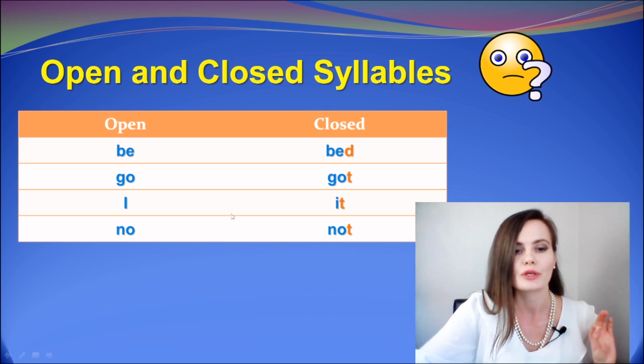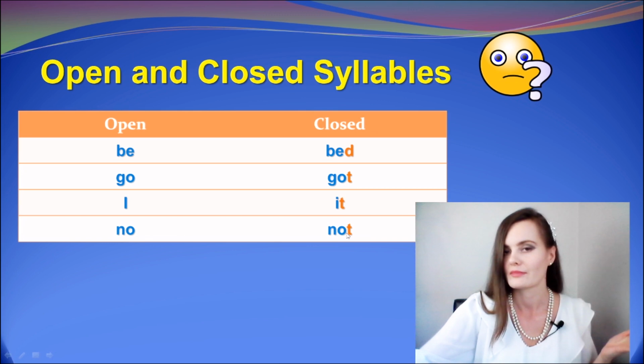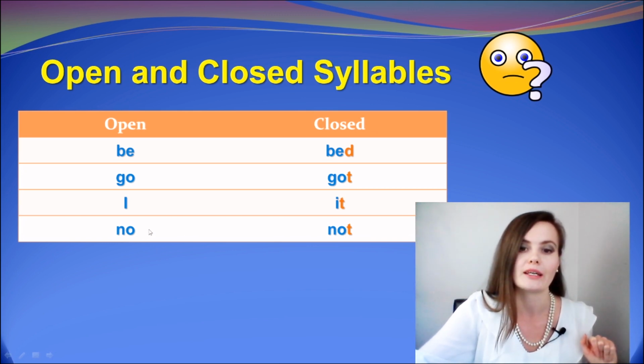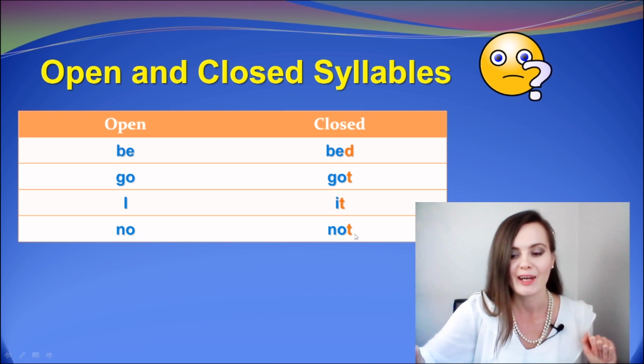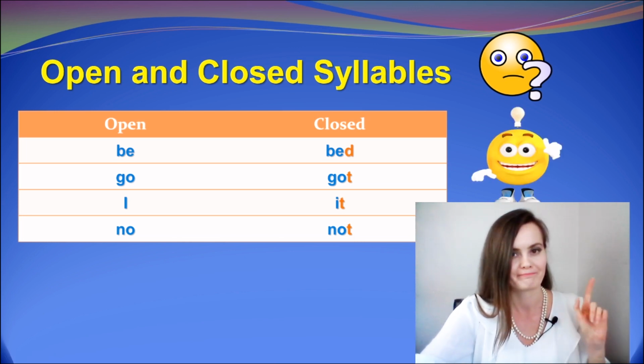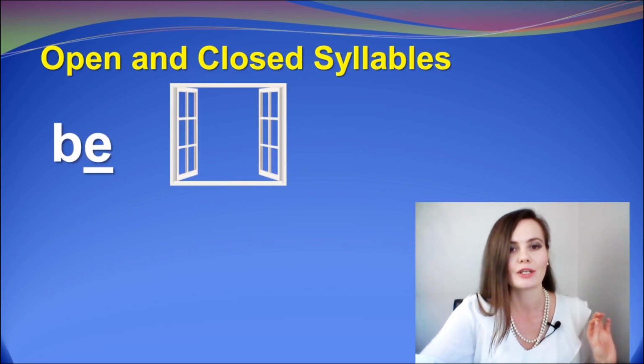Okay, next word is no and not. Again, the same story. In the word no, the syllable is open, but in the word not, it's closed by the consonant on the right side. I hope you understood a little bit this concept. Let's move on.